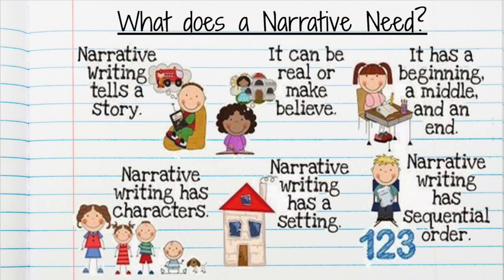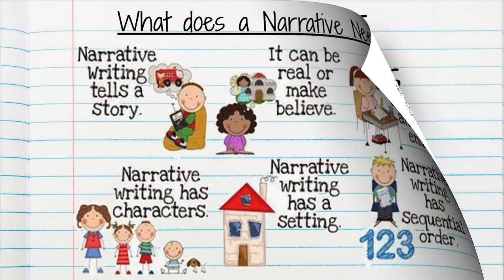What does a narrative story need to have? Narrative writing tells a story. So we know that already, right? It tells a story. It can be real or make-believe. It has a beginning, a middle, and an end. Narrative writing has characters. Narrative writing has a setting. Narrative writing has sequential order. Things need to happen in order. Okay, what happened first, what happened then, what happened at the end.